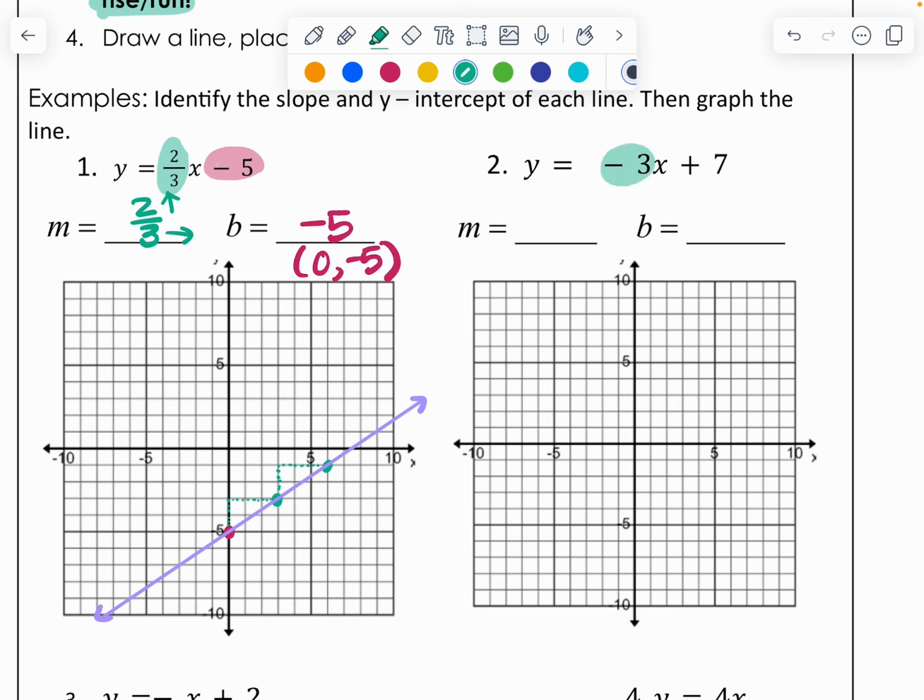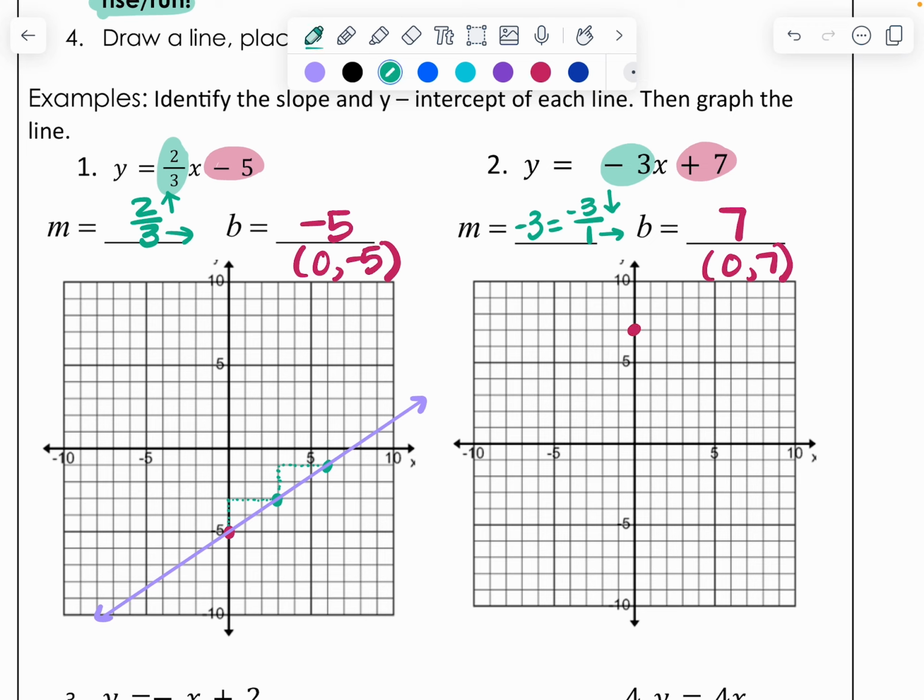Number 2, y equals -3x plus 7. M is -3. Now I'm going to write this as a fraction. So m is -3, but let's put it over 1 so that we can remember rise over run. The negative always goes with that top number. So my rise will go down and run to the right because it's positive. B is 7. So we're going to plot our y-intercept at 0, 7.